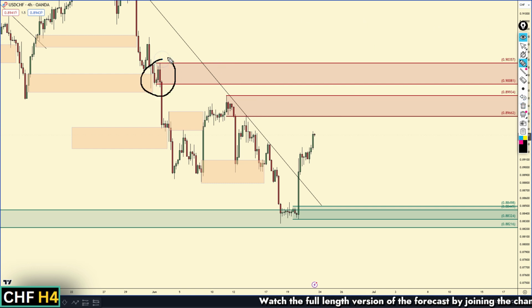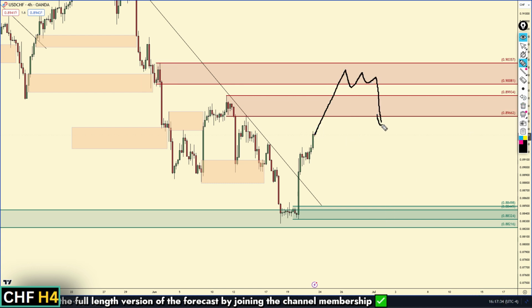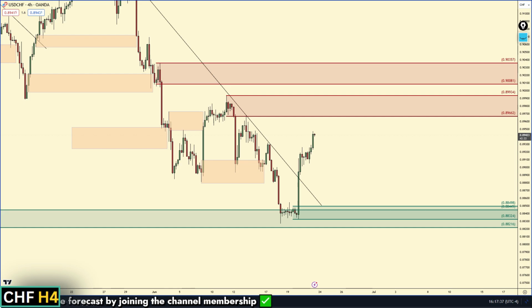And remember, I don't really think we're going to get a massive move off of this supply zone. I just think it's an area to get a quick 2-to-1, 1-to-1 short trade if you are in fact bearish there on the USD Swiss franc.